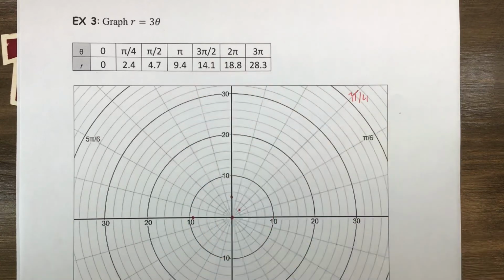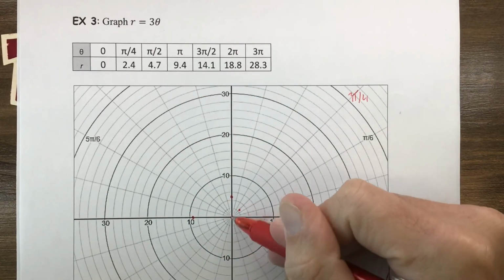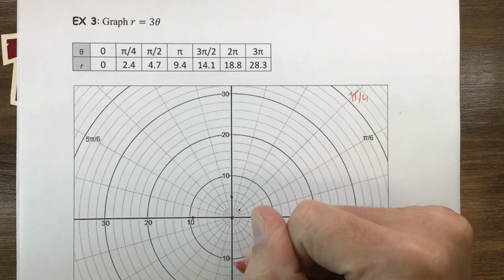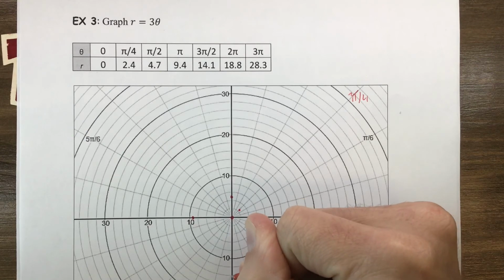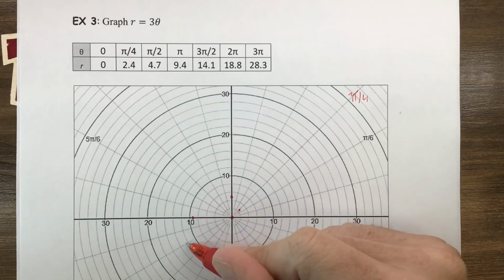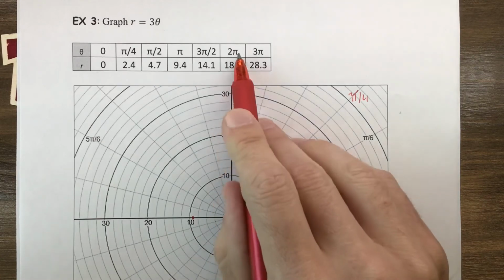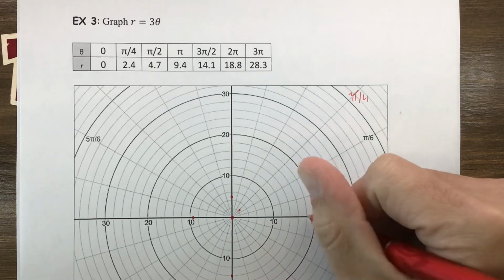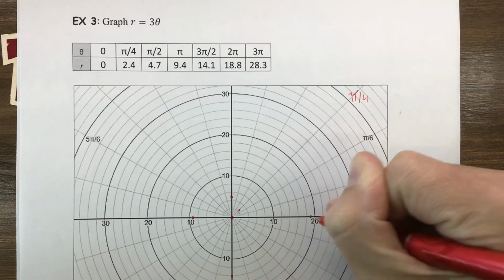3 pi over 2. So we're going to jump all the way down to this part here. That will be at 14.1. So that'd be 12 and that'd be 14, so you can pretty much just put it right there. If we're watching the dots here, you're going to see them moving in a circular motion, of course, because we are following the rotation that we have here, but they are getting further away from the center, so it's starting to make that spiral. 2 pi is 18.8. That would be 18. It's a little bit closer to 19, so it's about there.